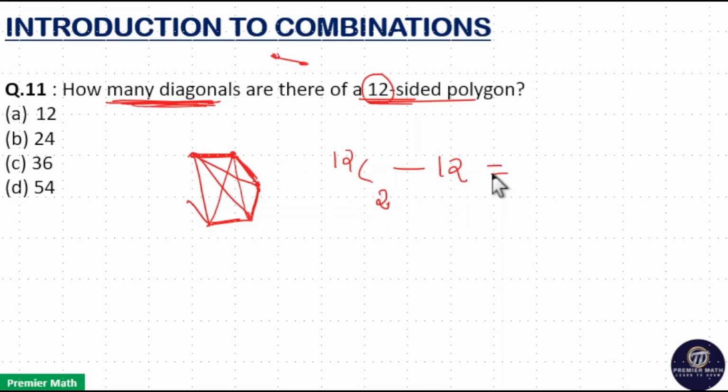So 12C2 means 12 minus 2 is 10 factorial cancel. Remaining is 11 and 12, over 2 factorial, minus 12. Which is equal to 2 goes 6 times in 12, 66 minus 12. Which is 54. So option D is your answer.